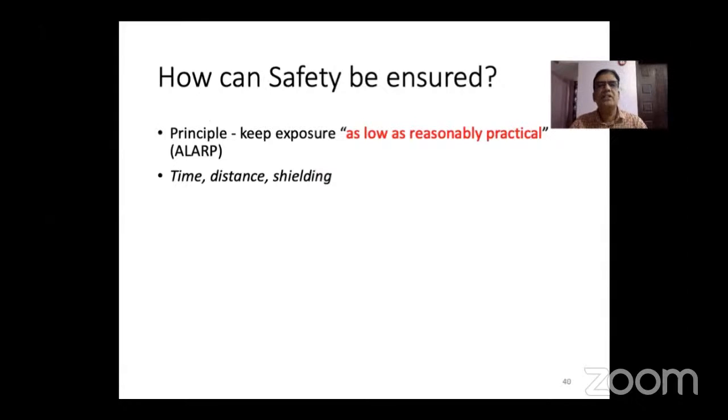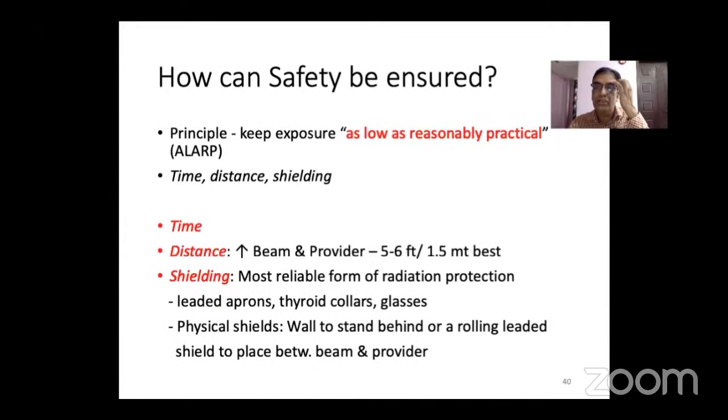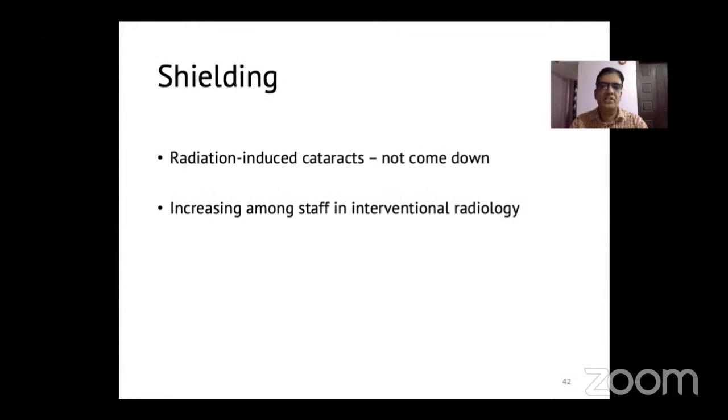How can safety be ensured? We should see that the exposure is as low as reasonably practical. The ALARP principle, where you have to check the time, distance, and shielding. Definitely the time of exposure should be reduced as much as possible. The distance between the beam and the provider should be beyond, ideally, 6 feet, about 1.5 meters. Within this, exposure is more risky. Shielding is the most reliable form of radiation protection. So we use leaded aprons, thyroid collars, and we may also use glasses. In some areas, there could be physical shields where somebody can go and stand behind and not be exposed.